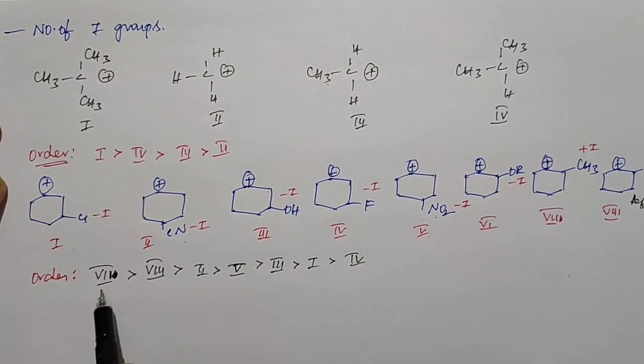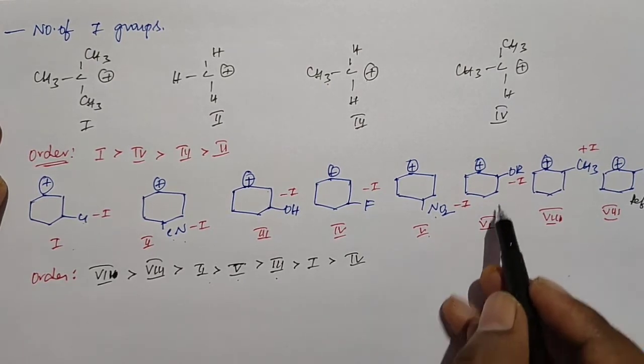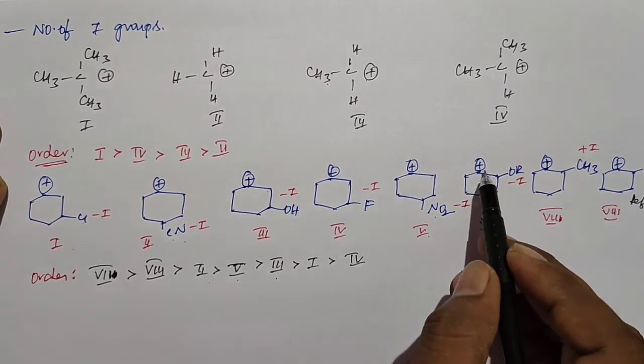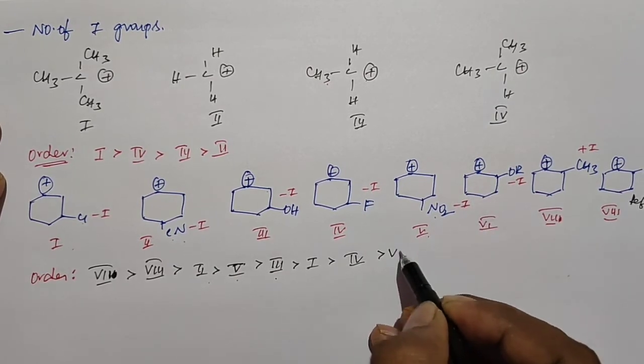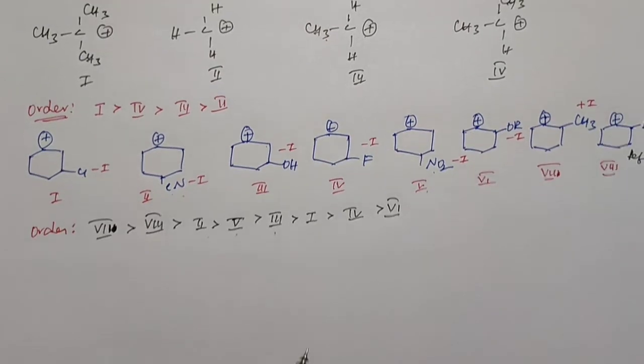Okay, so up to now 7, 8, 2, 5, 3, 1, 4, and the last one we have left, the sixth one, alkoxy. Here there are no more carbons between the minus I group and the positive charge, so it is very less stable. So this is the order of stability of the given compounds.